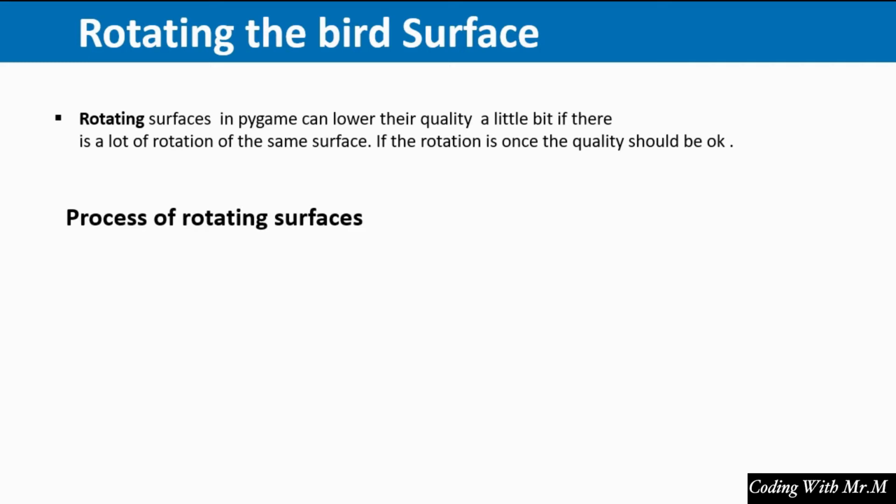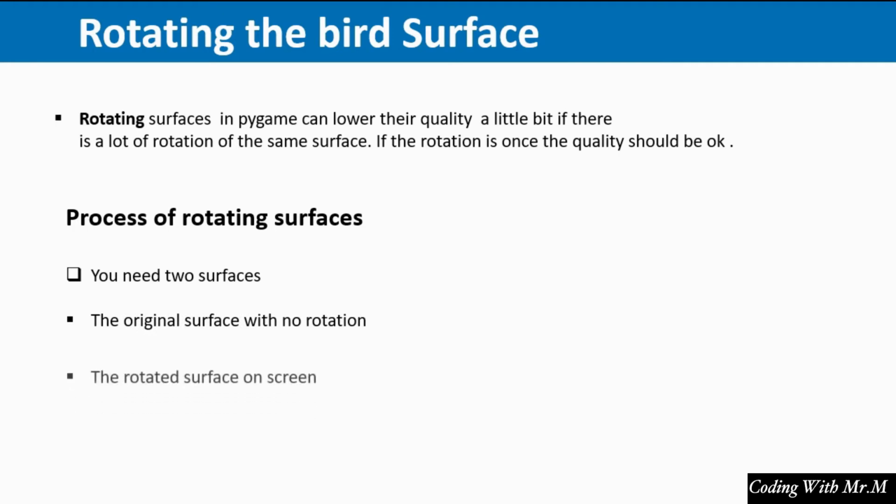The process of rotating surfaces involves having the original surface. So you actually need two surfaces. You need the original surface, which has no rotation, and then you need the surface after it has been rotated. So once you rotate the original surface, you then store the value inside a variable, and then you mount that rotated surface using the blit method on the display screen. Every rotation of a surface always starts from the original point.